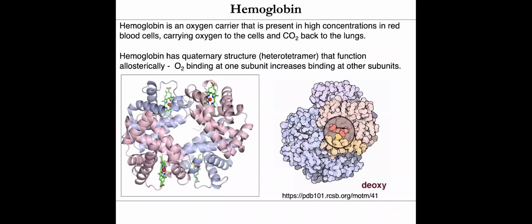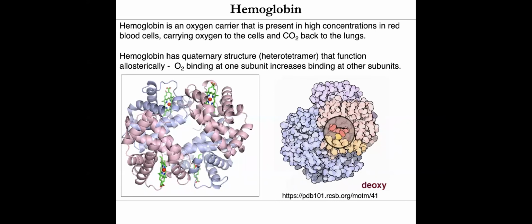The last protein we're going to look at today is hemoglobin. Hemoglobin, which you've probably heard of, is an oxygen carrier protein that's present in high concentrations in erythrocytes, or red blood cells. It carries oxygen to the cells, which is essential for aerobic respiration. It also carries some of the CO2, which is a byproduct of aerobic respiration, back to the lungs to be exhaled. So hemoglobin has a quaternary structure.